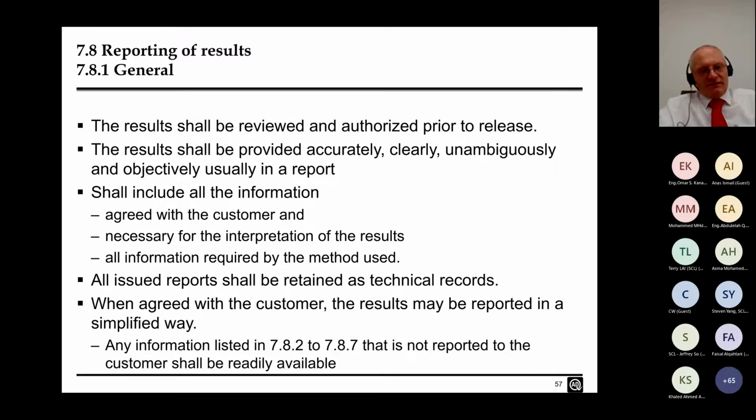General about results. The results should be reviewed and authorized prior to release. So we want a second set of eyes on the results. Somebody does the calibration, somebody reviews them, and somebody authorizes them. That might be a third person, or it could be the second person, but we want at least an independent review. The authorization has to be by someone who is authorized to do that.